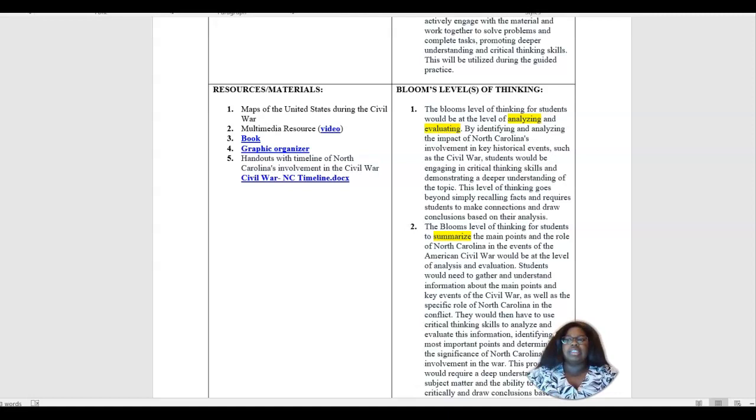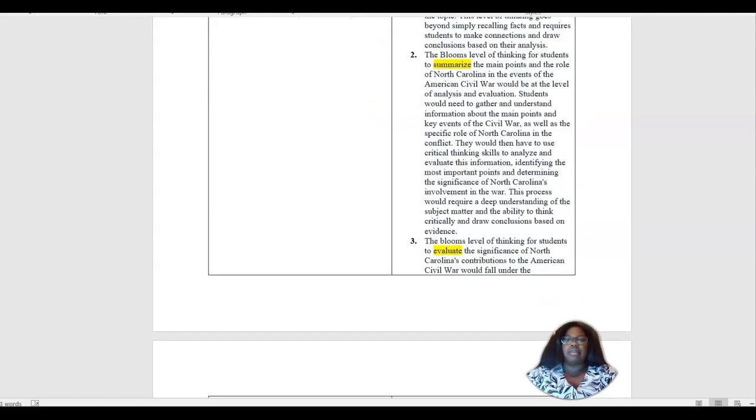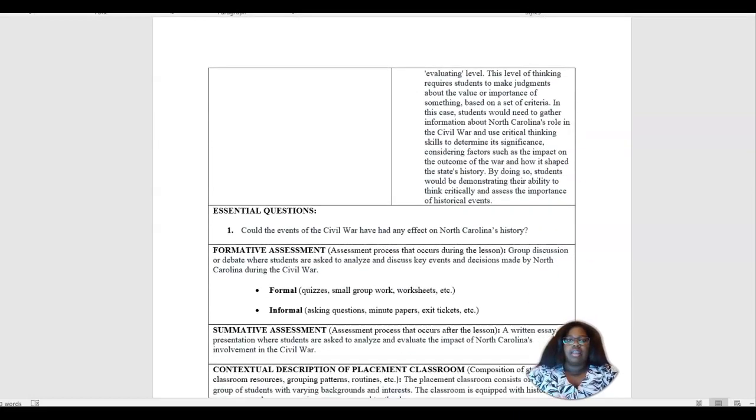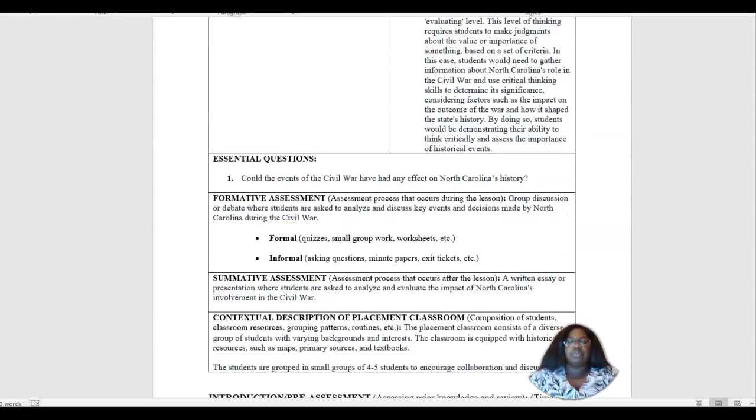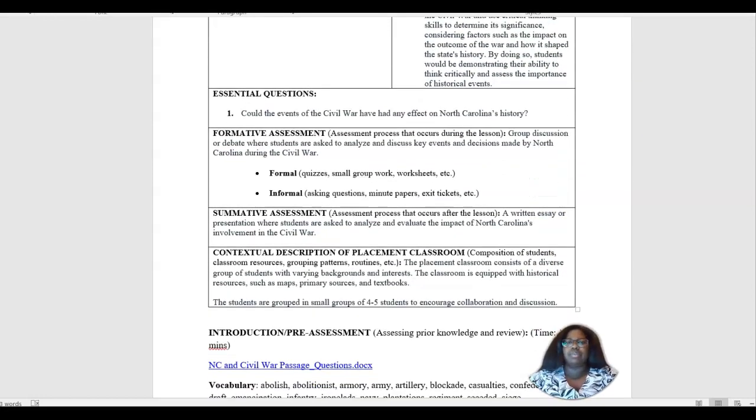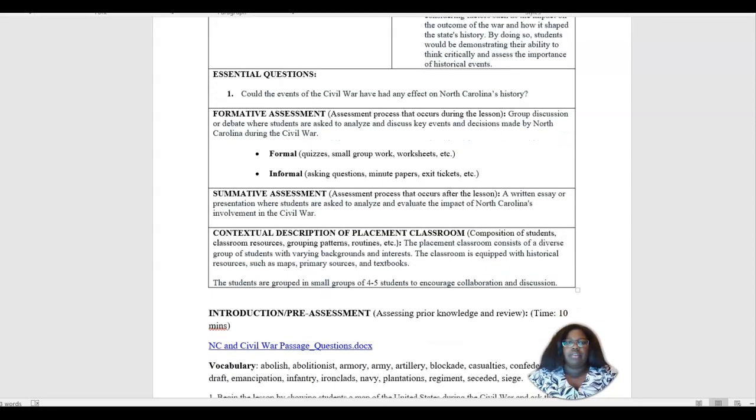There were different levels of Bloom's levels of thinking that were used. So we have analyzing, evaluating, and summarizing. My essential question for today would be, could the events of the Civil War have had any effect on North Carolina's history?